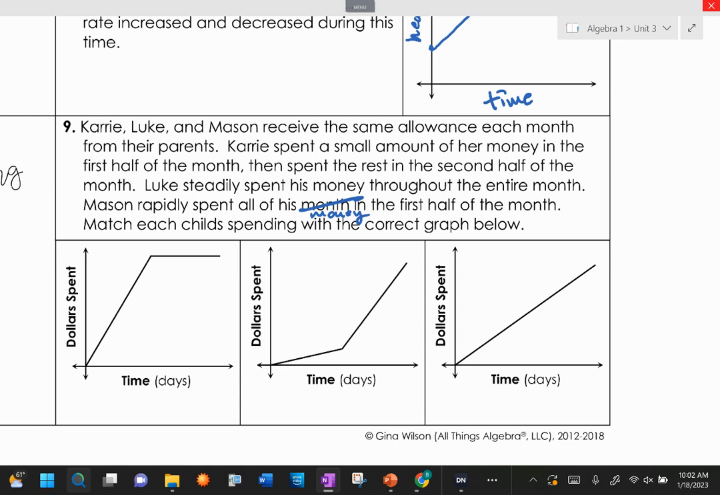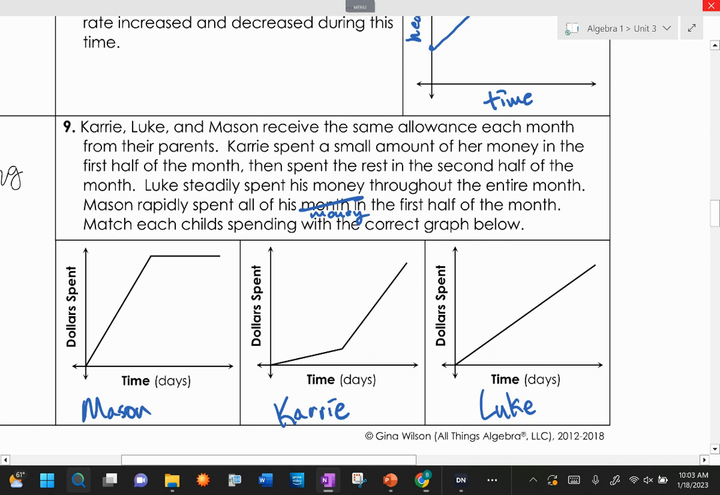All right. What's the first graph? Or whose graph is the first graph? Mason. Second graph? Carrie. And last graph? Luke. All right.